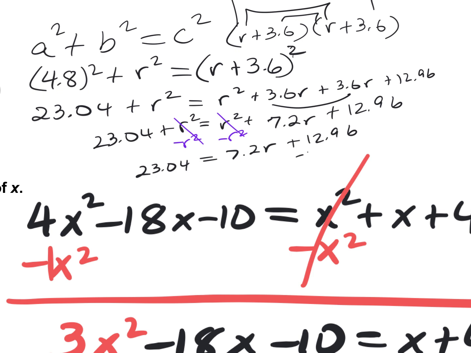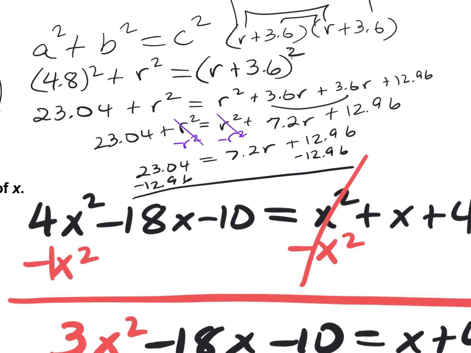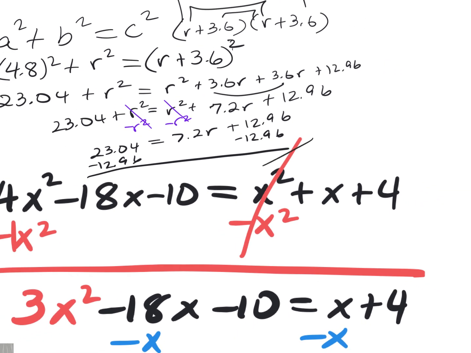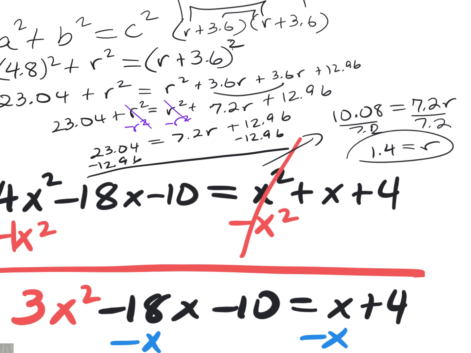So now I'm going to subtract the 12.96 from both sides. And once I do 23.04 minus 12.96, go ahead and move it over here, I get 10.08 equals 7.2r. And then now I need to divide both sides by 7.2. And r is equal to 1.4.